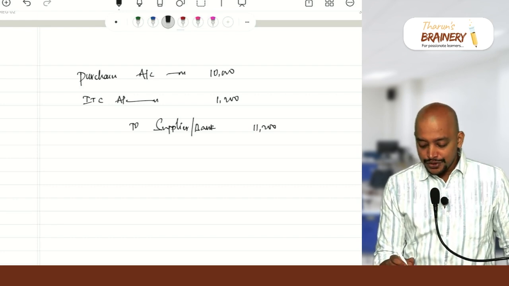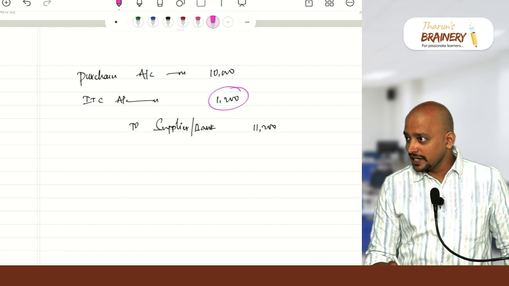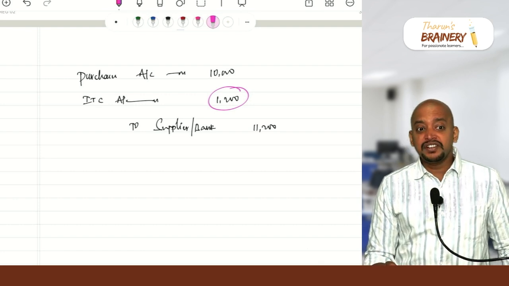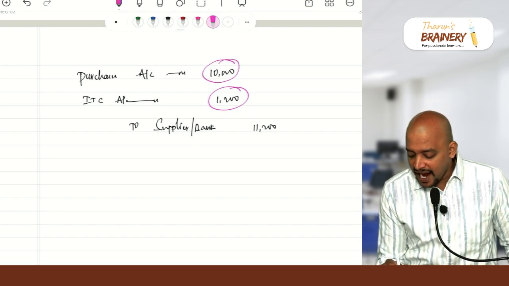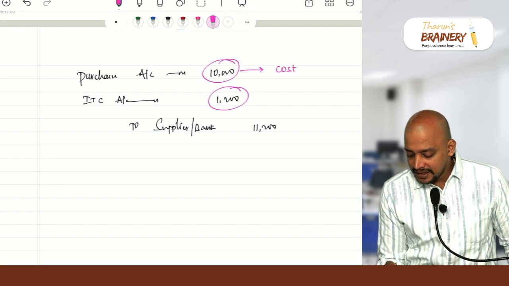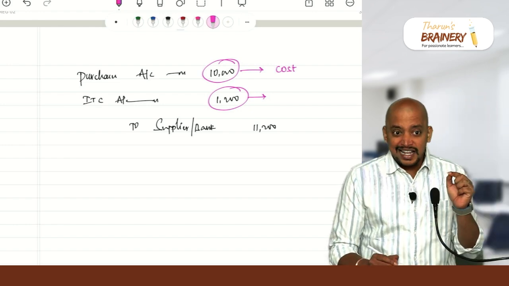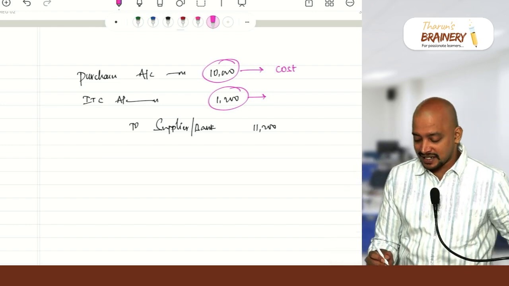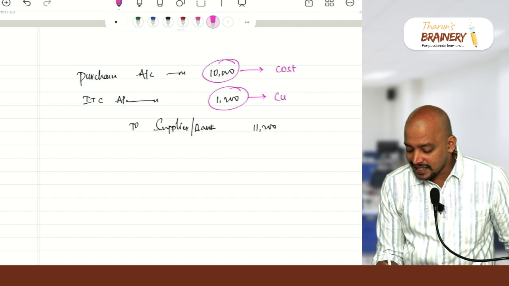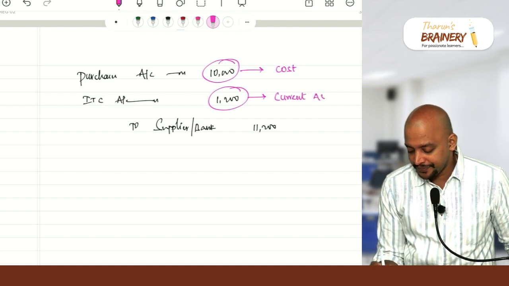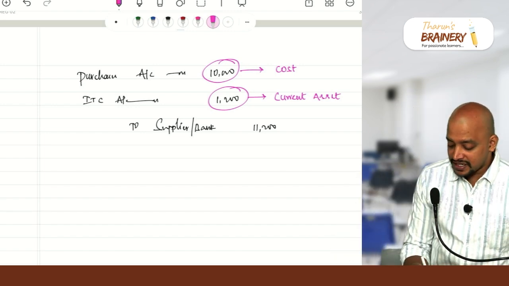You understood? This 1,200, are we really getting this money? No, we are not getting this money. But whenever we pay at the time of purchase, rather than adding it to our cost, this is recoverable, correct or not? We get this as input tax credit and adjust it against our future liability. That's why we create an asset, a current asset. And that's why we created a separate account for this.